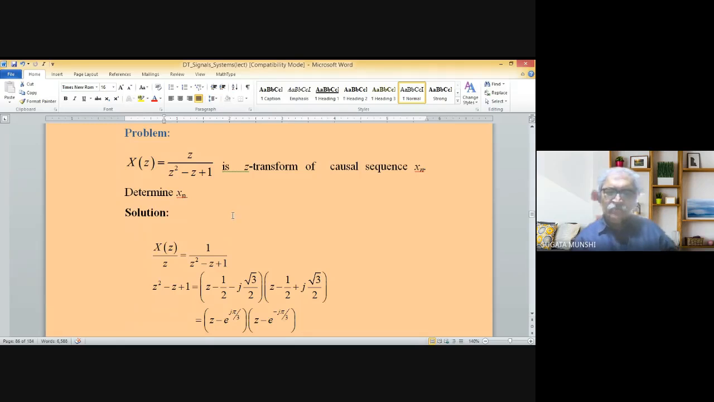Because there is a complex conjugate pair of poles, it implies that the inverse Z transform will be a steady oscillatory signal. x(n) will be an oscillatory sequence with steady amplitude, because the complex conjugate pair of poles lie on the circumference of the unit circle.